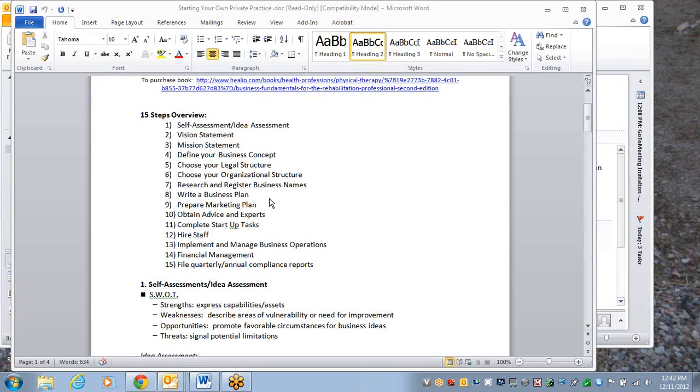Step number 9 is preparing a marketing plan. That makes sense, and people ask me, how much money should I spend on marketing? Well, in our industry, the benchmark is 1% of gross income is spent on marketing, which is hard to know, right? How do you know what you're going to gross the first year? So that completely doesn't make sense when you're starting. So I always like to see the marketing plan. The best marketing is free, and word of mouth is the best marketing.